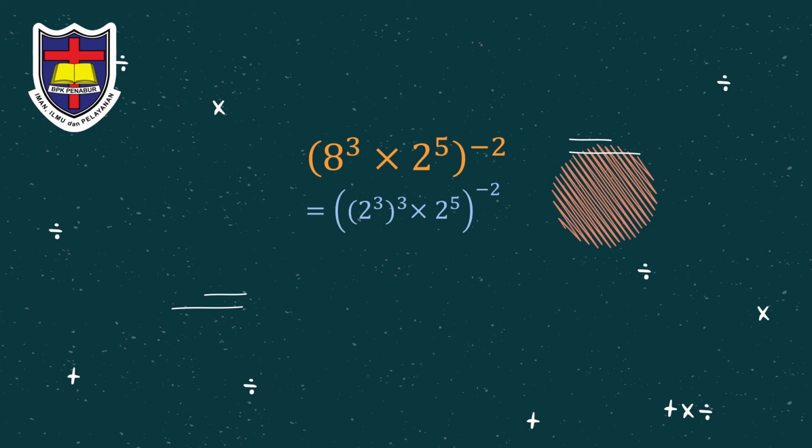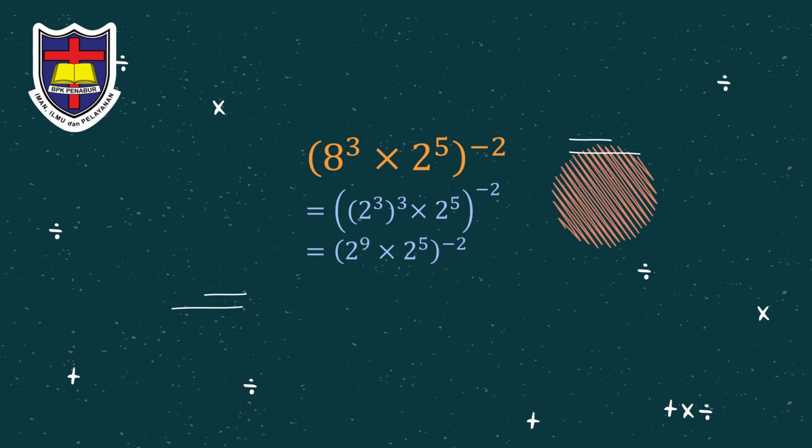For 8, we can change 8. 8 is equal to 2 times 2 times 2, which is 2 to the power of 3. So we change the 8 into 2 to the power of 3. So the base number will be the same. So 2 to the power of 3 to the power of 3 times 2 to the power of 5, and then all of it is to the power of negative 2.